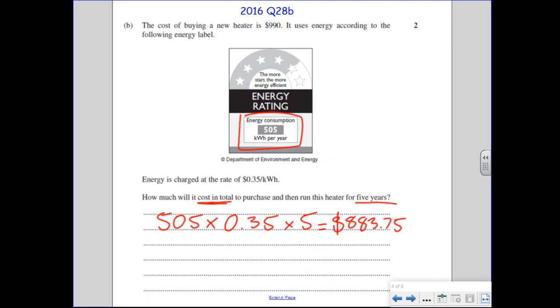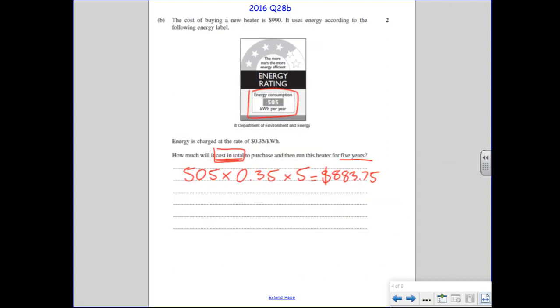Because the thing is, like I said, how much does it cost in total? That includes actually buying the heater in the first place. And we're told in the question that it costs $990. So therefore, we're going to do 990 plus $883.75, which equals $1,873.75. That's where that second mark comes from. So you've got to read the question carefully there. It says how much does it cost in total. That means actually buying the thing in the first place.